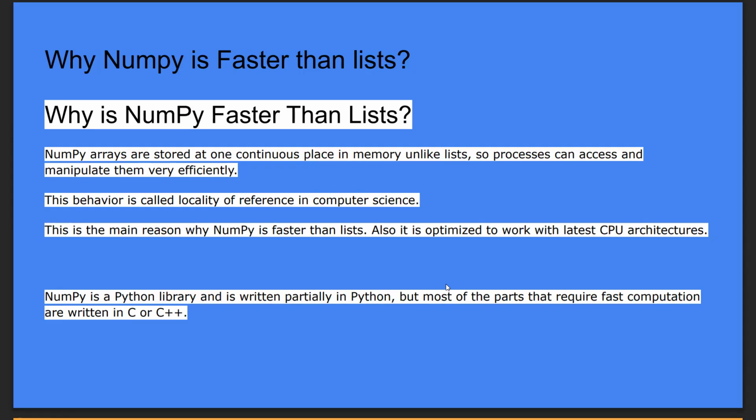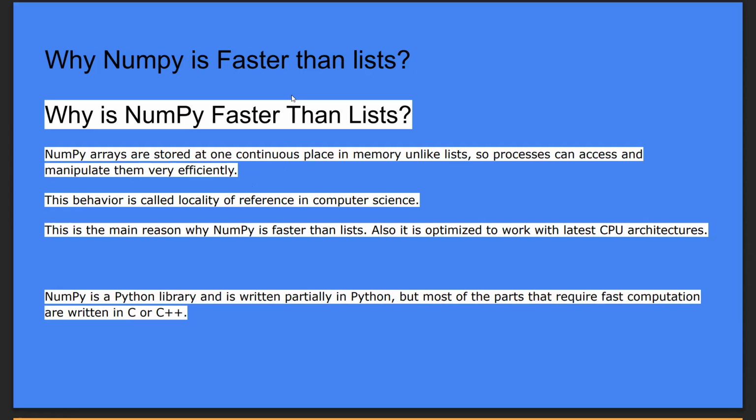So lists will take more space, and that's why they are much less efficient. NumPy arrays take less memory compared to lists, so a process can access and manipulate them very efficiently. Using NumPy arrays, we can process and access data, and if we want to make any changes, we can do those manipulations very efficiently. This behavior is called locality of reference in computer science.